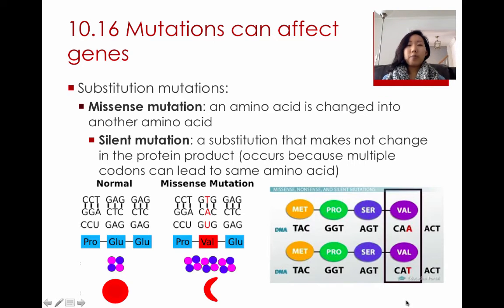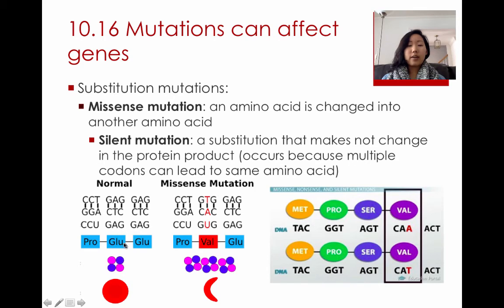So to get more in depth with substitution mutations, you can have something called missense mutations. And this is just when an amino acid is changed into another amino acid. So if you look at this picture right here, here's a simple example where you should normally have an AT pair, but instead it gets switched to a TA, and that changes what ultimately is read for the mRNA, and then that changes a GAG into a GUG, and that codes for a different amino acid.